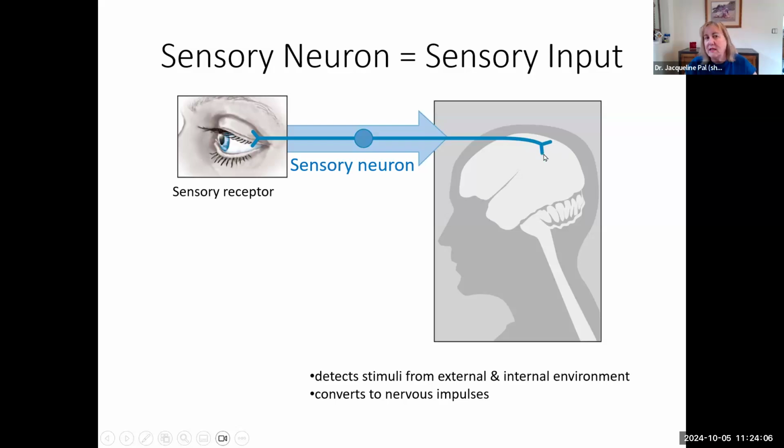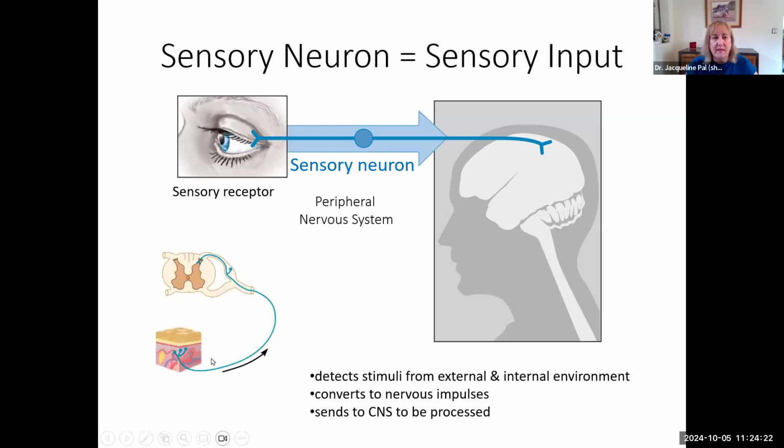In this drawing, it's taking it to the brain because it's coming from the eyeball. So sensory neuron is in the peripheral nervous system. And so once it's in the central nervous system, that's where it's going to be processed. So remember, sensory neuron could also be going into the spinal cord as shown here.